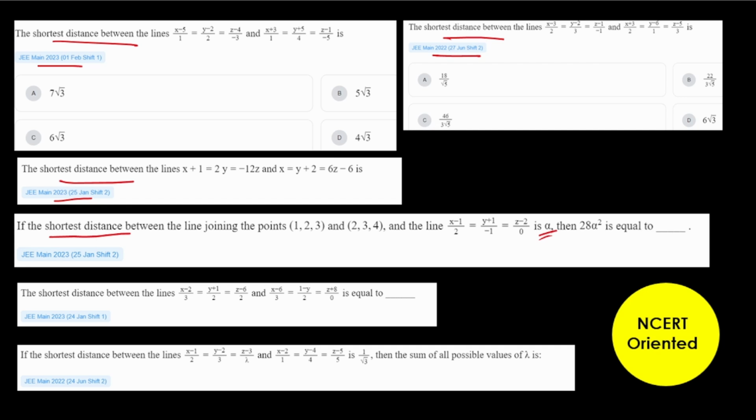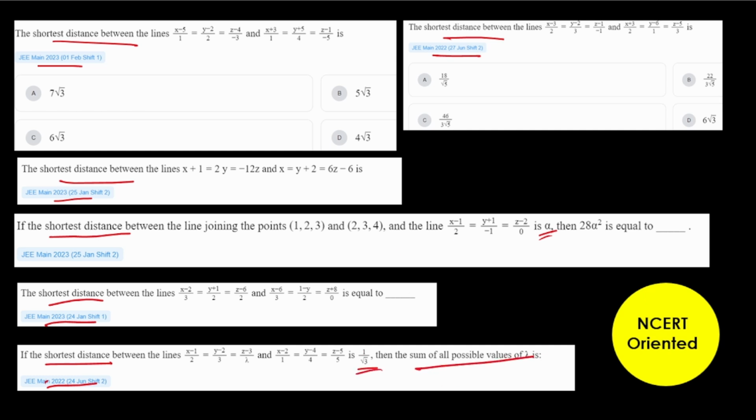The shortest distance between two lines. This formula is NCERT oriented. And you can see in your textbook, the formula is given and questions related to that are also given. Shortest distance between two lines, they've given the value, you need to find the sum of all possible values of lambda.